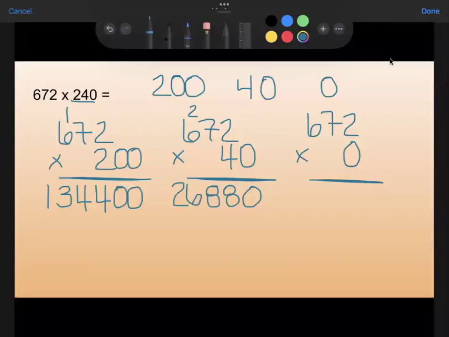For the last one, anything times 0 is just 0. So I'm actually just going to go ahead and cross that off. That one is done. Now, my final step is to add these together.